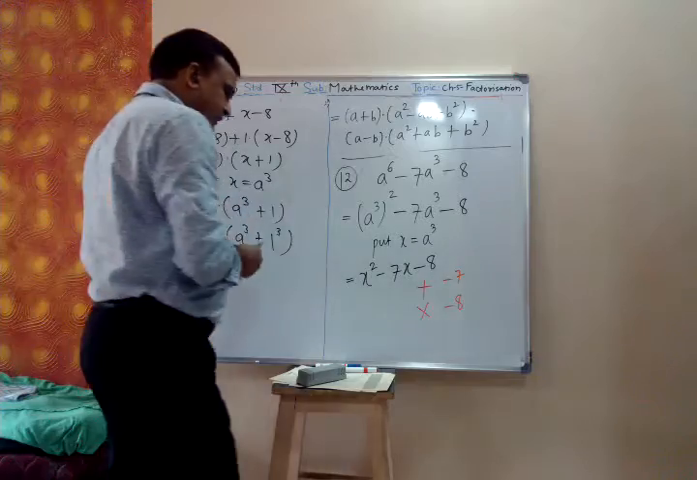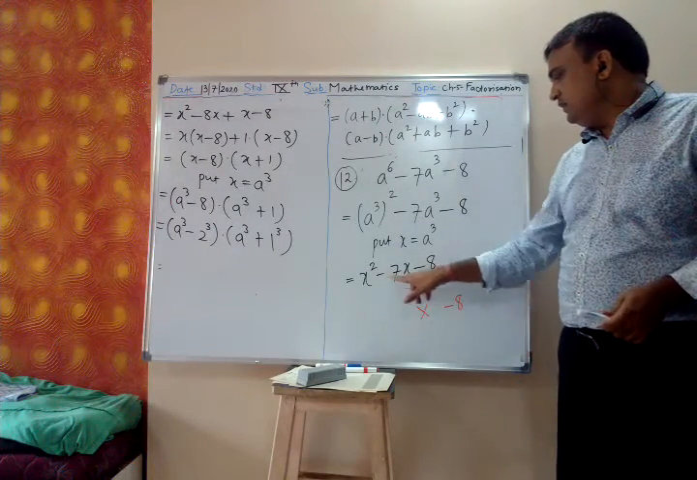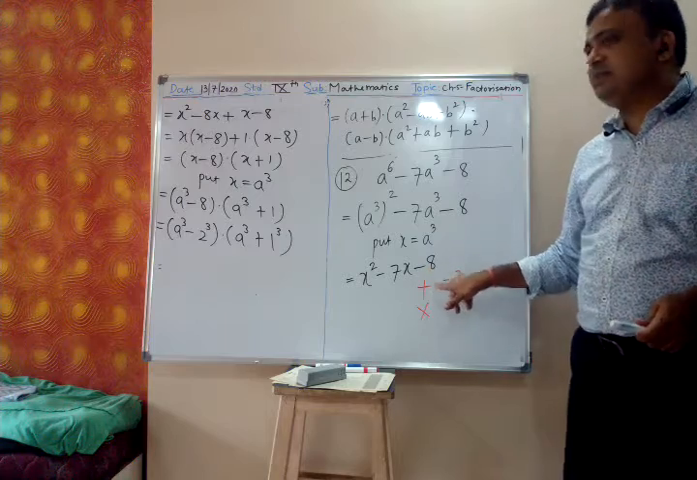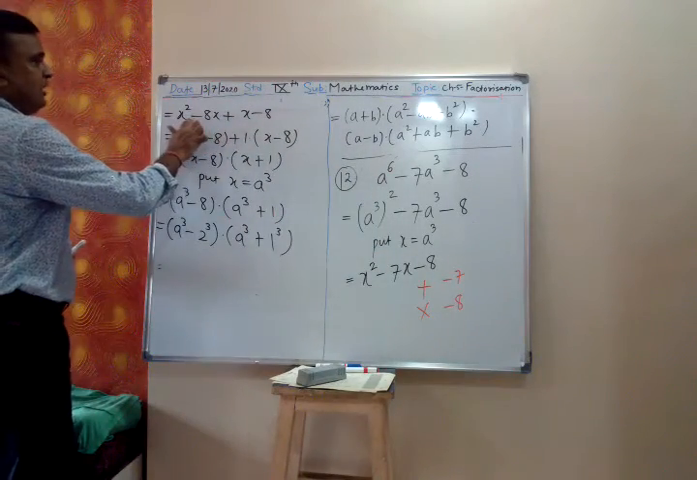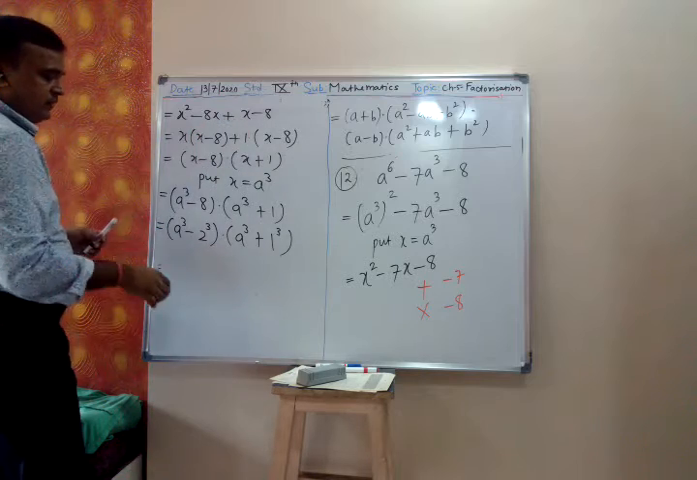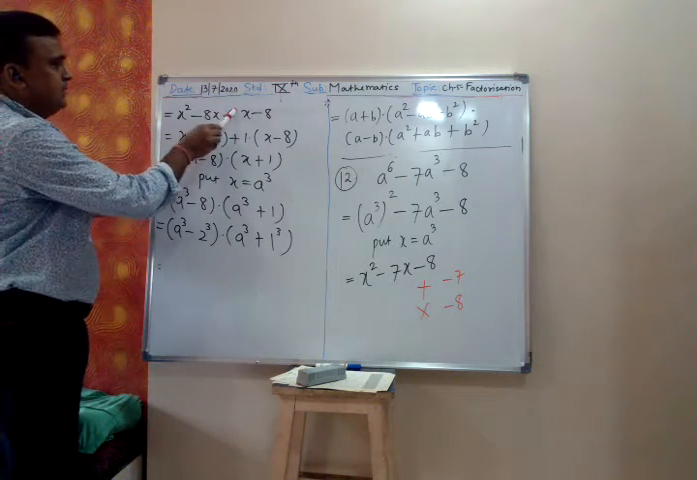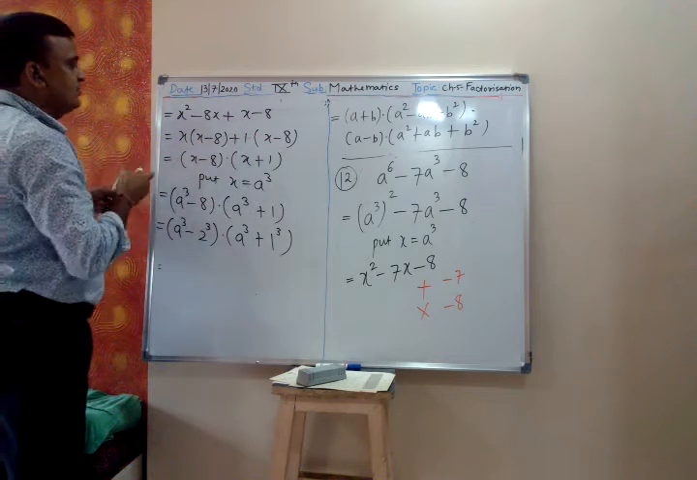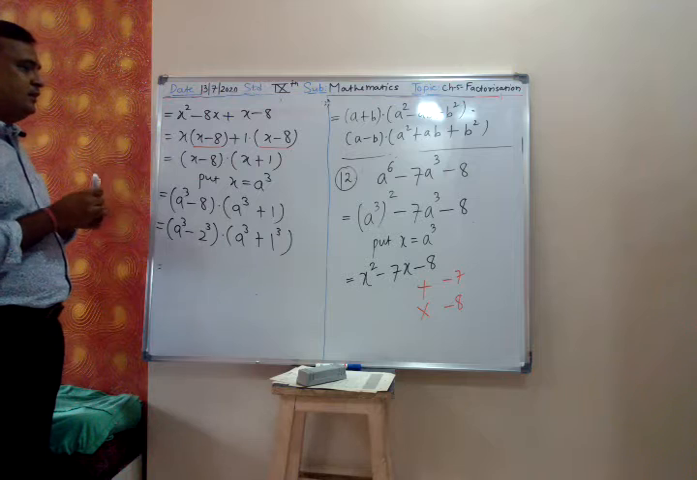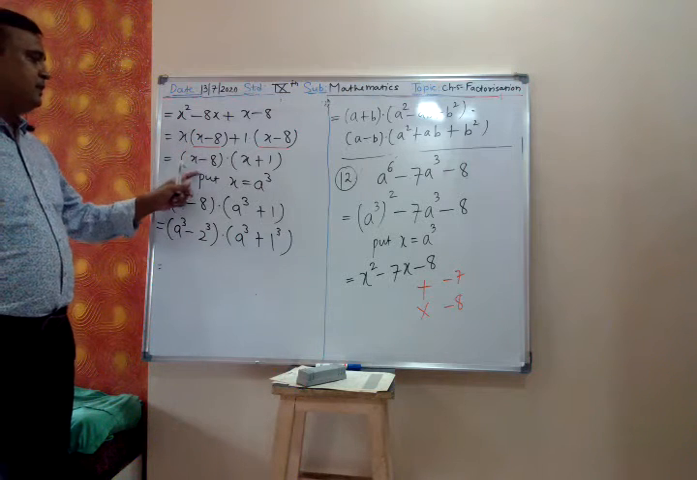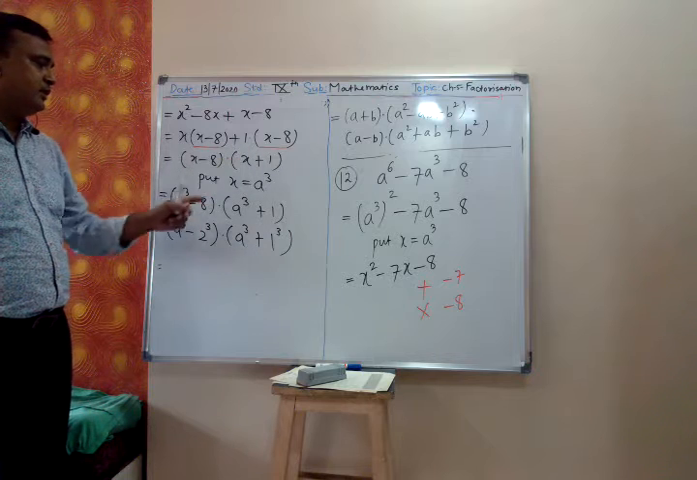Find two numbers whose sum is minus 7, multiplication is minus 8. So numbers are minus 8 and 1. So this middle term minus 7x, we write minus 8x plus x. Then x is common, then it is x minus 8 plus 1 into x minus 8. x minus 8 is common there. That I can take outside, then it is x plus 1. So x minus 8 into x plus 1. Now put the value of x. x is a cube. a cube minus 8 into a cube plus 1.